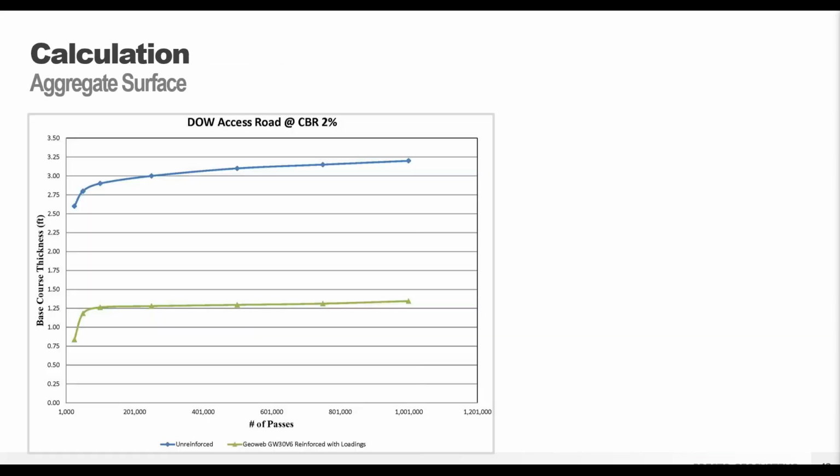So just for a little bit of easy visual comparison for how much the GeoWeb system can reduce your pavement cross section, this graph shows the unreinforced depth, which is in blue, compared to the GeoWeb protected depth in green, the lower one, over a lifetime of passes. So for a high traffic yard with 1 million lifetime passes, the GeoWeb system saves nearly 2 feet in total cross section. So fantastic amount of savings.